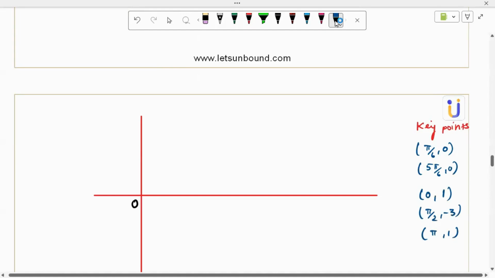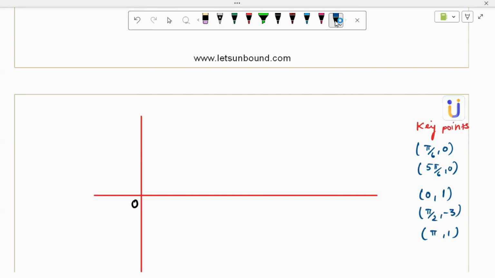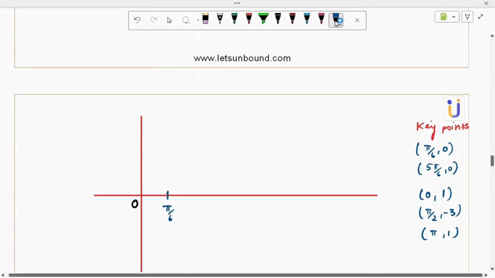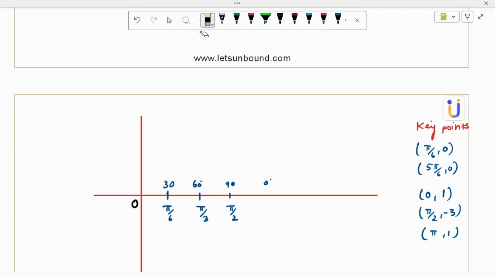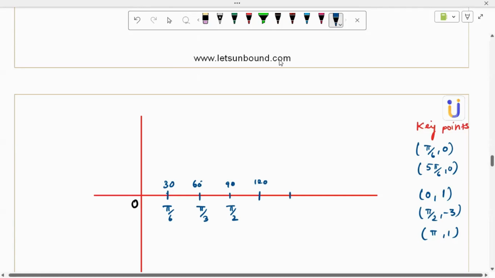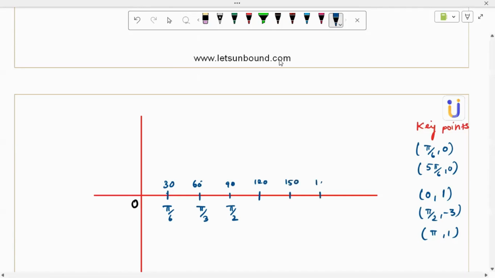So I need pi by 6. Pi by 6 is 30 degrees. So let me divide 0 to pi in pi by 6 form. So this is pi by 6. Next is pi by 3. Next is pi by 2. Then you add pi by 6, you will get it. Or easily, pi by 6 is 30. So 30, 60, 90, 120. And then you can convert to coordinates. Okay, let me show you in that way. That will be easy to understand. 120, then 150, then 180.